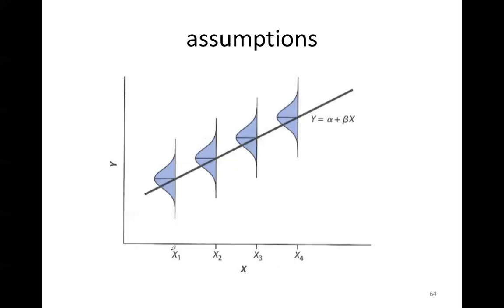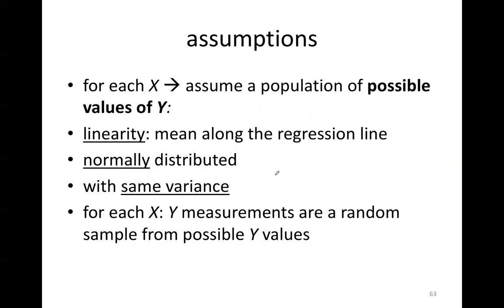as shown here, right? For each x value, we have a possible population of y values, and we're basically sampling from these y values. And the means of those y values follow the regression line. They're linearly related. X and y are linearly related. These populations of y values have the same variance, and they're normally distributed. Okay, so if these assumptions hold, then regression works fine.